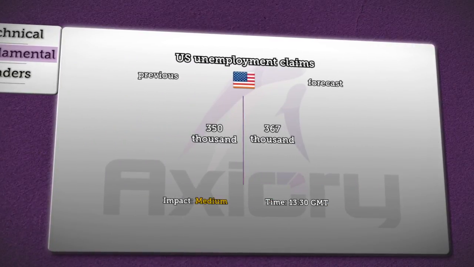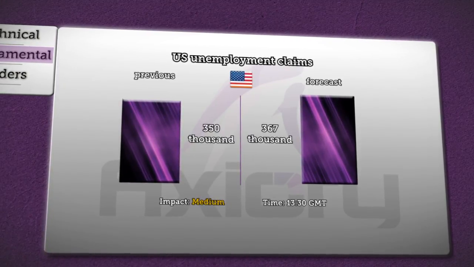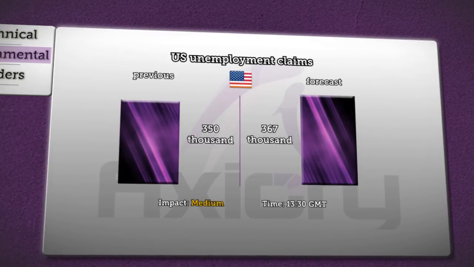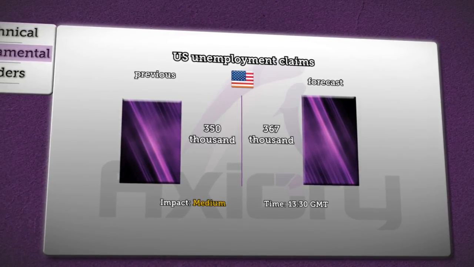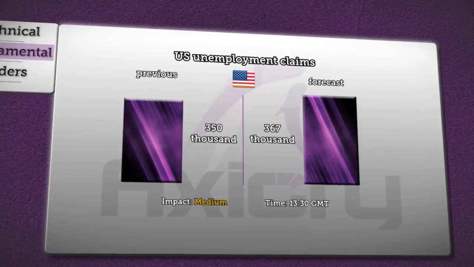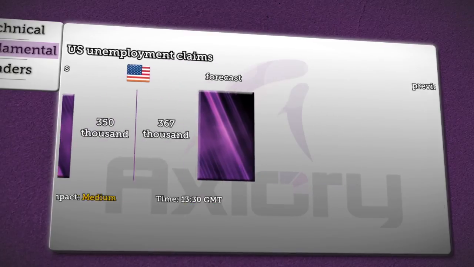At 1:30 p.m. GMT, the Department of Labor will release regular weekly numbers about U.S. unemployment claims. Analysts expect an increase in jobless claims from 350,000 in the previous week to 360,000 this week. Also, it will have a high impact on the dollar.